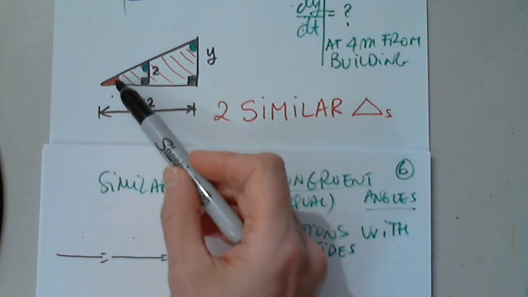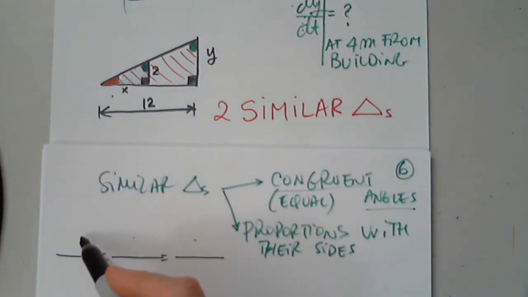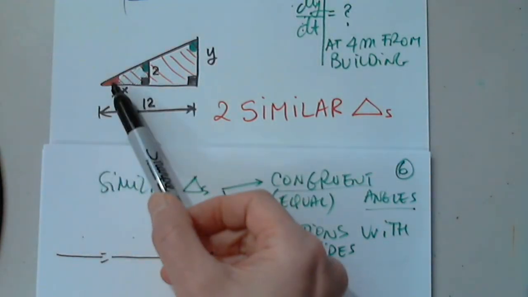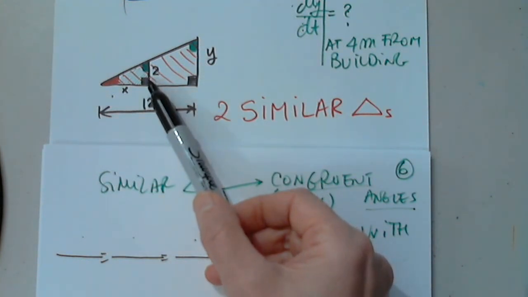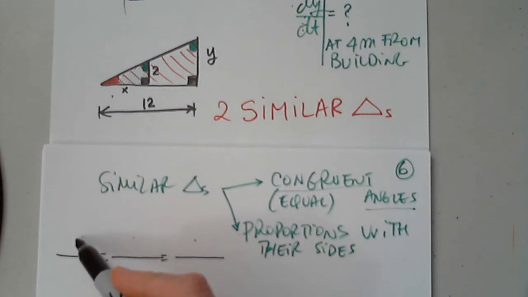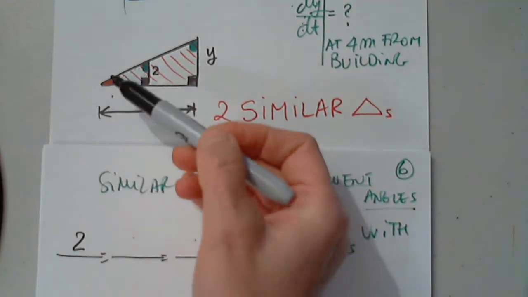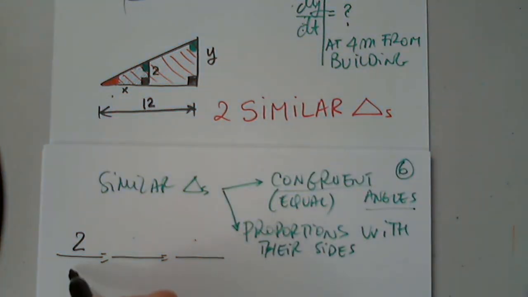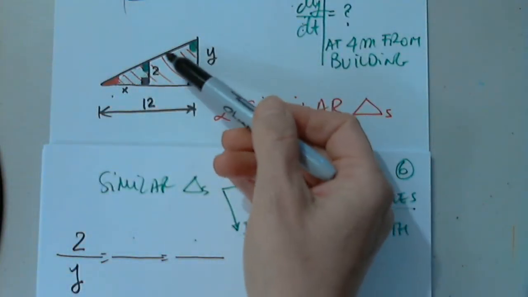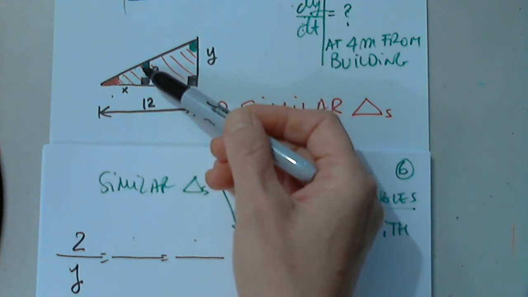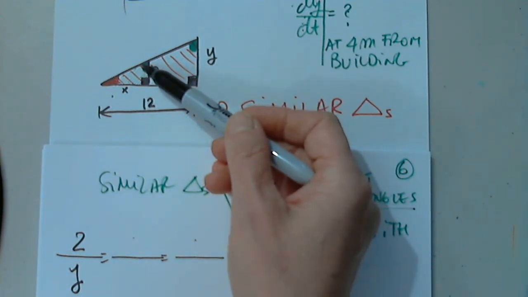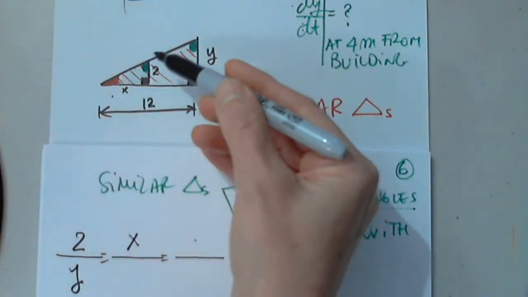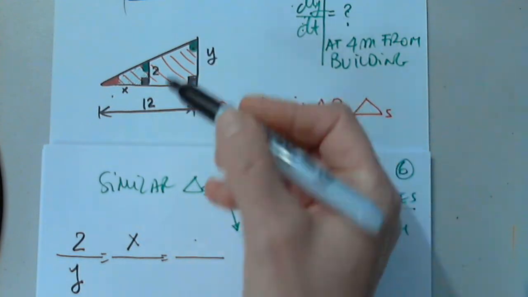So the red angle has an opposite side in the small triangle. What is it equal to? 2. The same red angle has an opposite side in the big triangle. What is it? Y. Perfect. I move on to the green angles. The green angle in the small triangle, what is its opposite? X. Move on to the same angle in the big triangle. What is its opposite? 12.